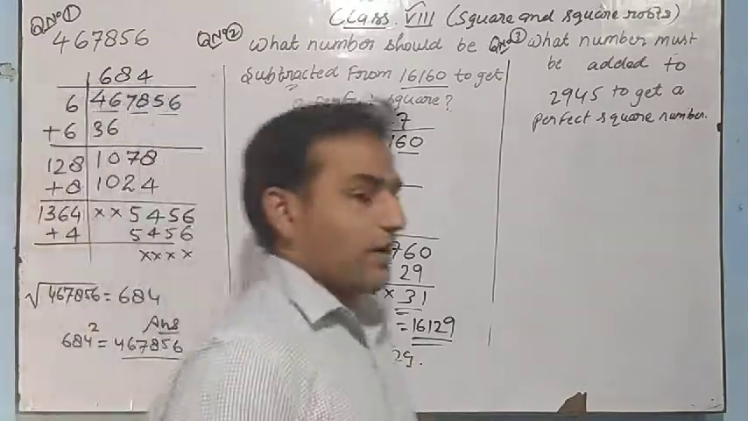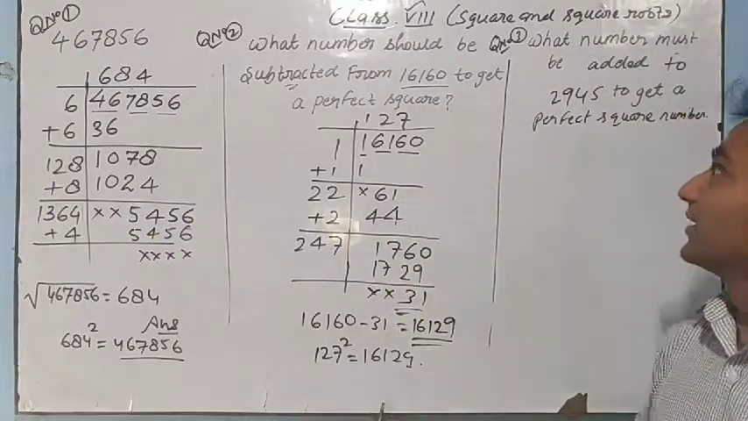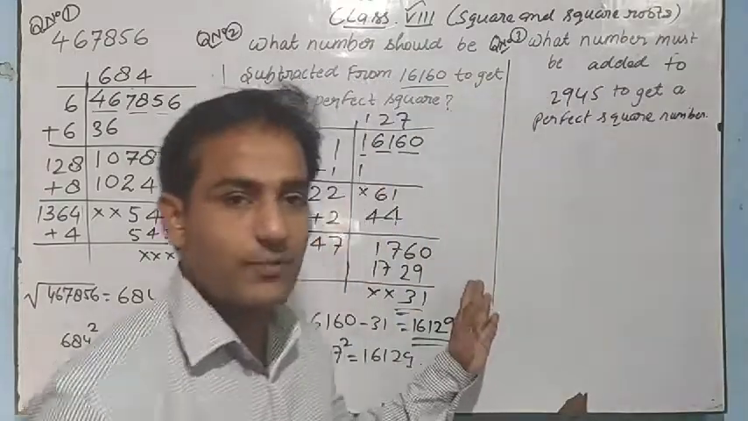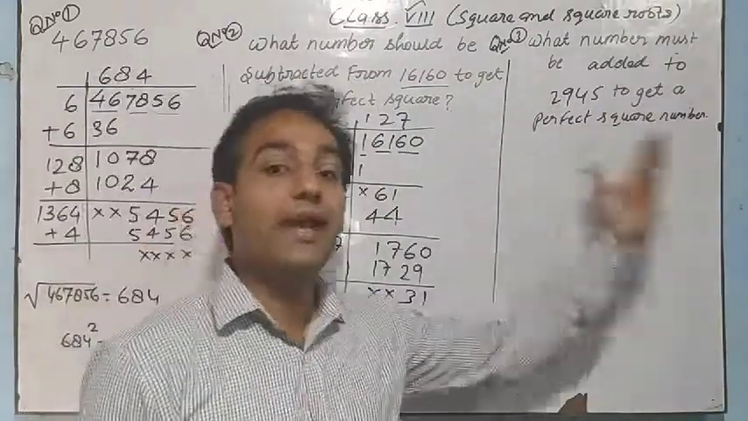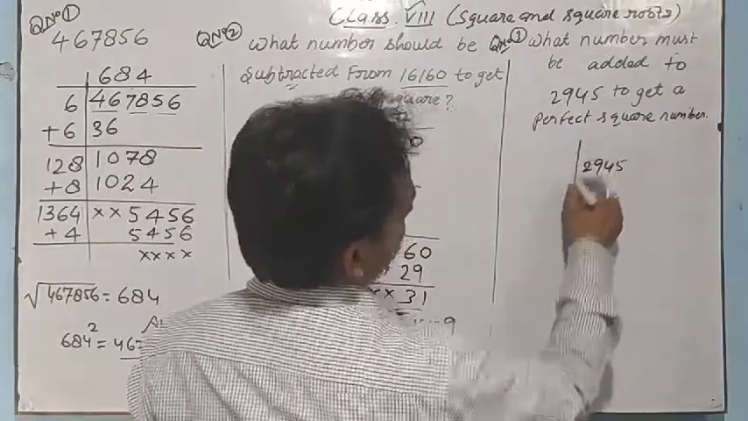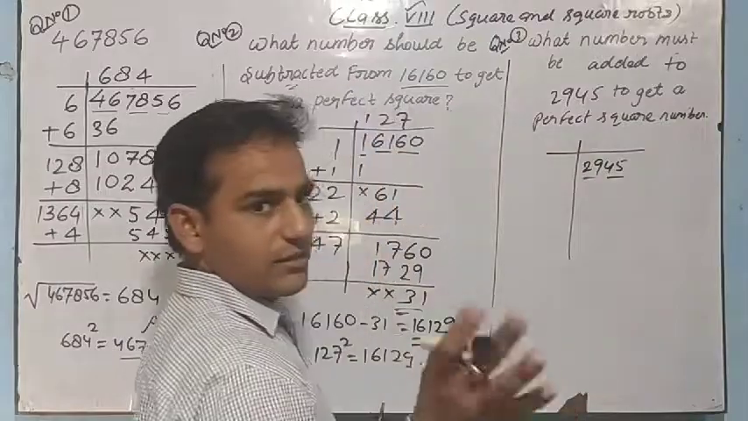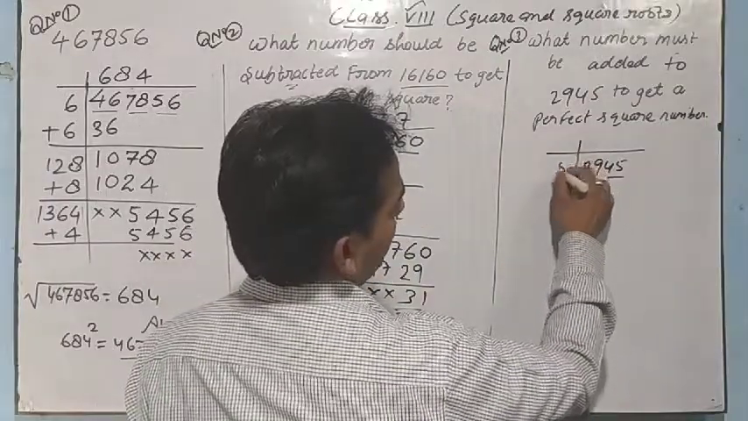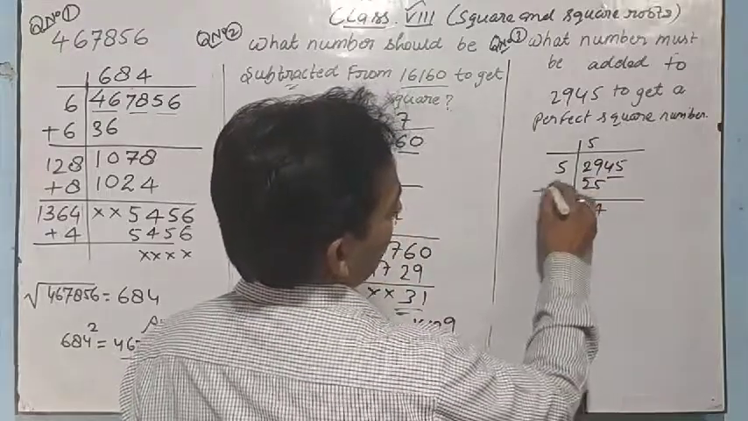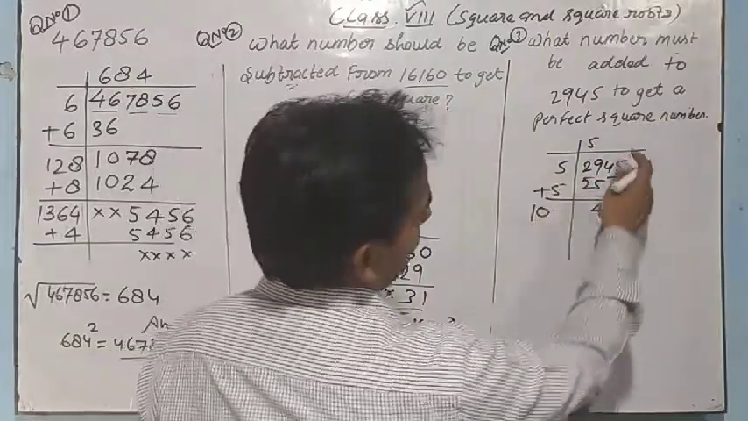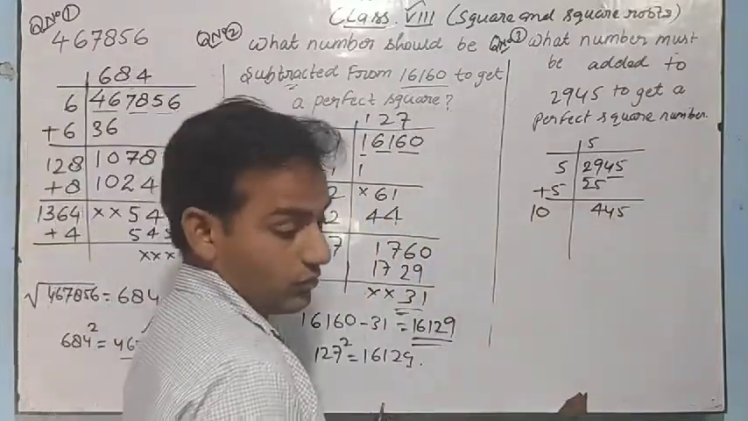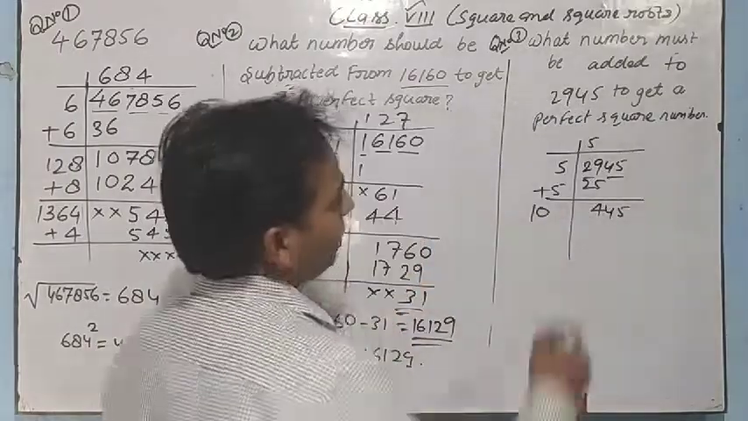Okay. Now the last question we have is, what number should be added? The first one was what number should be subtracted, and now we have what number should be added. Listen, once again the same procedure. 2945 square root by division method. So we will write 5 5s are 25, and this will be 4. This 5 will come here. 5 plus 5 is 10, and now 45. So by what number will it go? Let us check it. It will go by 4.